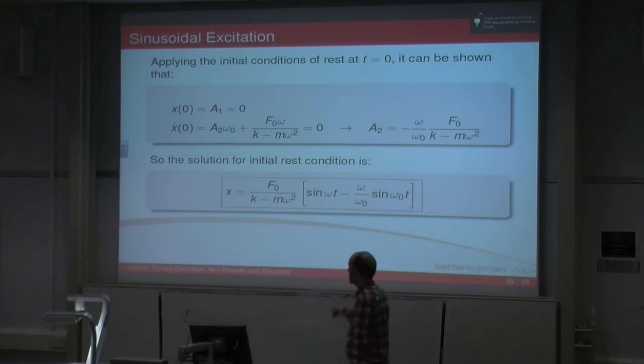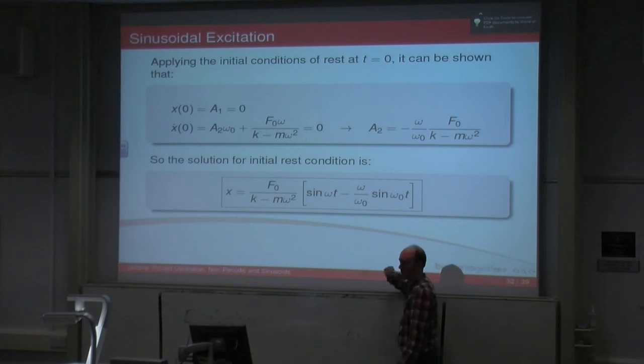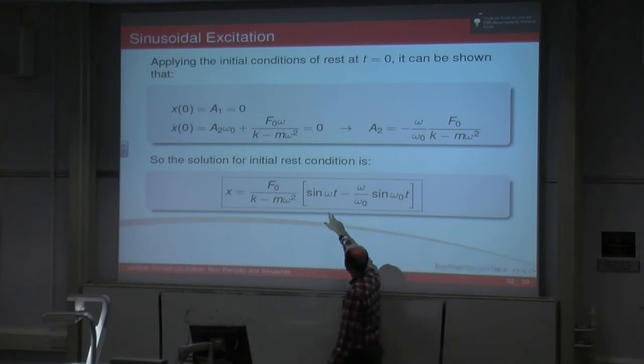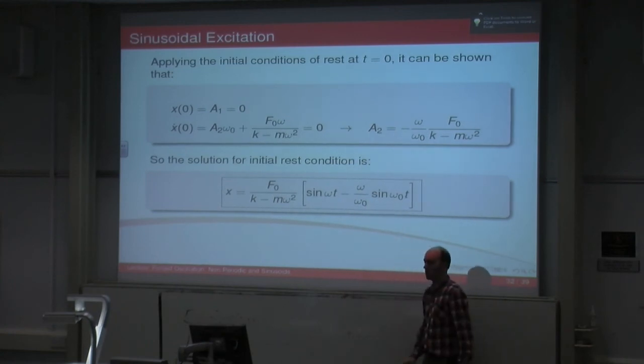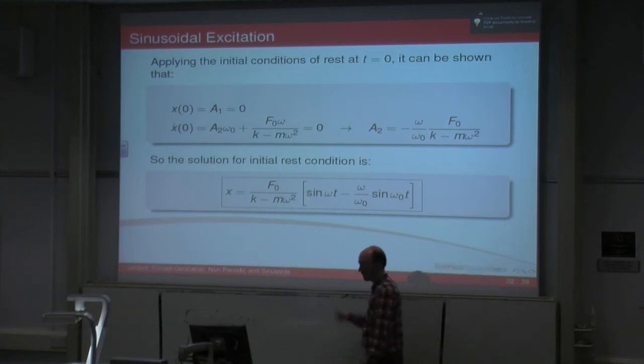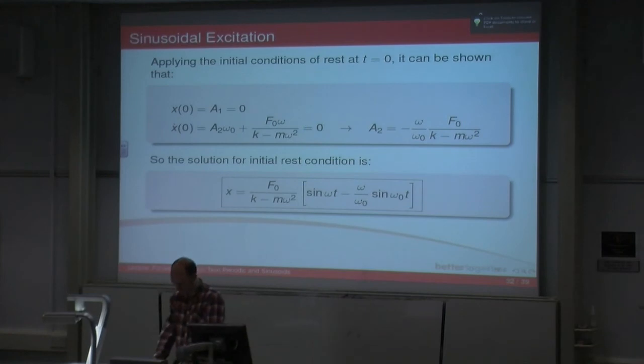And you can see why this equation doesn't apply when omega equals omega naught, because you'd have sine omega naught times t minus 1 times sine omega naught times t. So there'd be no oscillation, which doesn't make sense. There will be an oscillation. So this doesn't apply when omega equals omega naught.